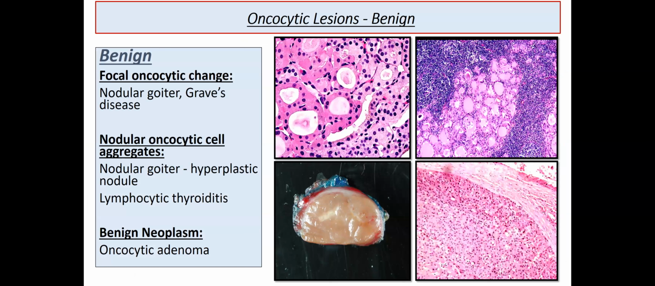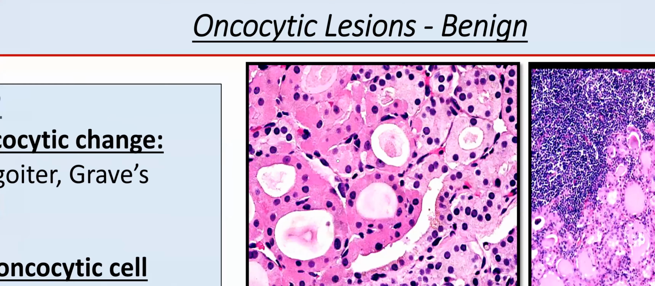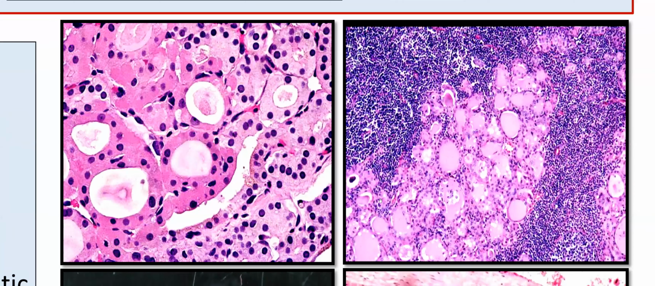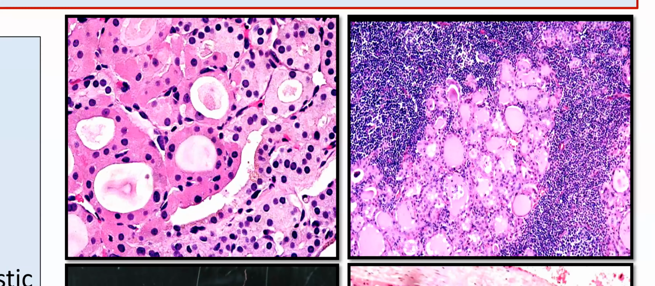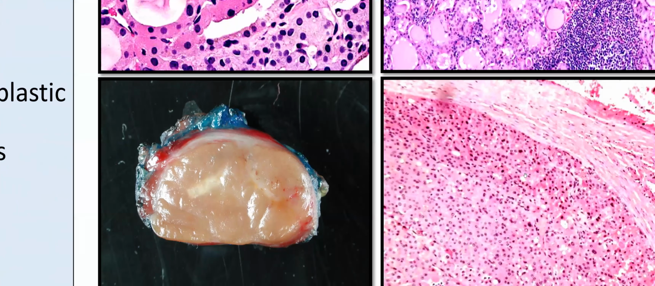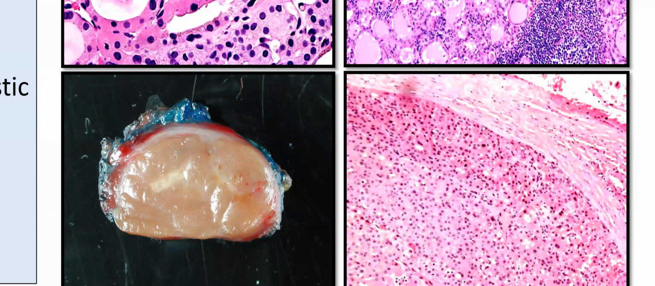Oncocytic change or oncocytic cells can be focal, like here, in nodular goiter or Graves' disease. And you can see the difference in the cytoplasmic staining. They can also present as nodular aggregates in the background of chronic lymphocytic thyroiditis. Or they can be an encapsulated lesion with this beautiful mahogany color, which is very typical of oncocytic lesions on gross. As a follicular adenoma, you can see an encapsulated nodule, beautiful margin, no invasion.